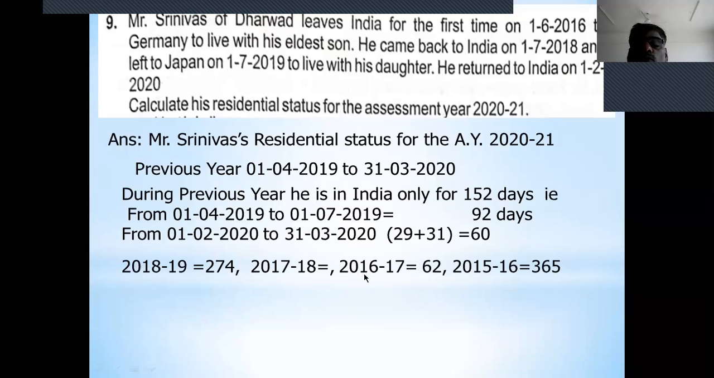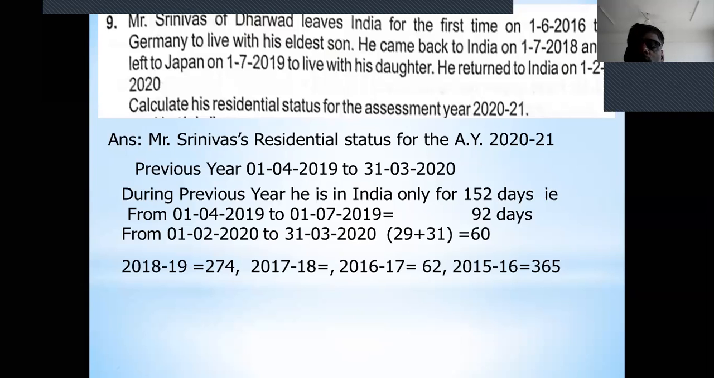On 1st April 2016, Mr. Srinivas is in Dharwad. Am I right or not? Yes, sir. Because you see here, he leaves India for the first time on 1/6. On 1st April he is in India. In the month of April he is in India. In the month of May he is in India.